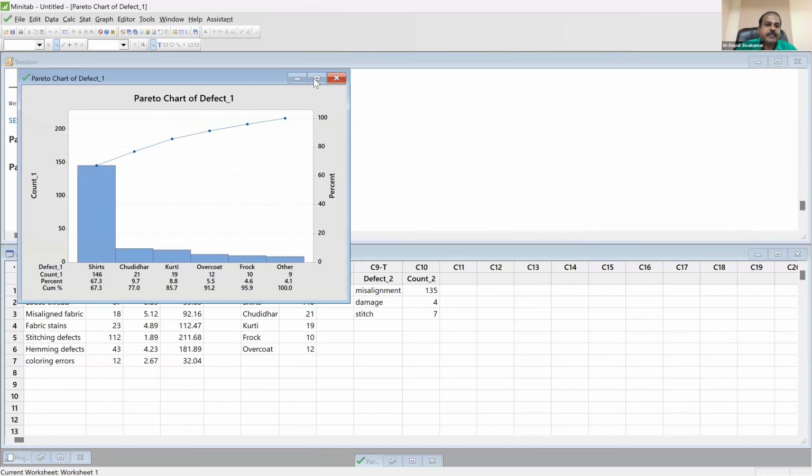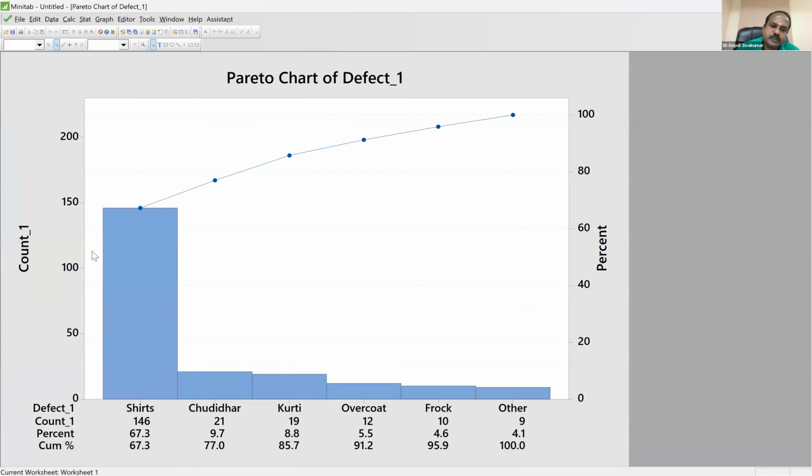Now what do I understand? The defects are happening more in number, particularly in which section? Shirts. Shirt section. That means your first project should focus on reducing the defective buttons in the shirt section. Similar issues are happening in chudidar, kurti, overcoat, etc. But let us keep our scope specific. Let us not have a very broad scope. If you keep the scope fully broad, you are trying to boil a complete ocean, right? And you are not going to solve it.